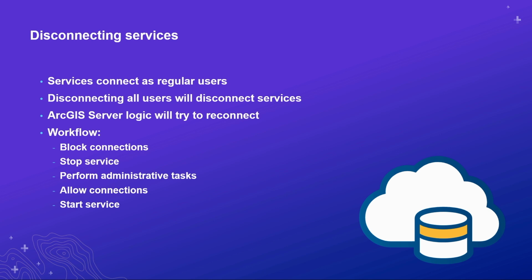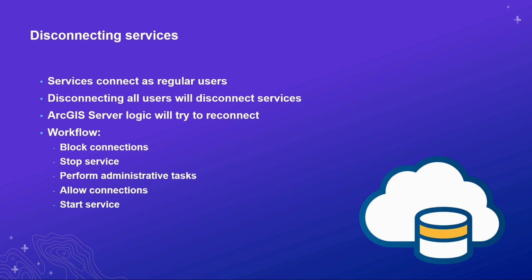In the setup where you have services being published, in our case, services published by reference, feature services where data is not copied to the server but instead references the data in the geodatabase through a connection file, services connect as regular users. The geodatabase does not know that there's anything special about the connection. So if you disconnect everyone from the geodatabase, this would include any services that are making a connection. ArcGIS Server has logic that will attempt to reconnect stale connections. Because of this, you should block connections before disconnecting.